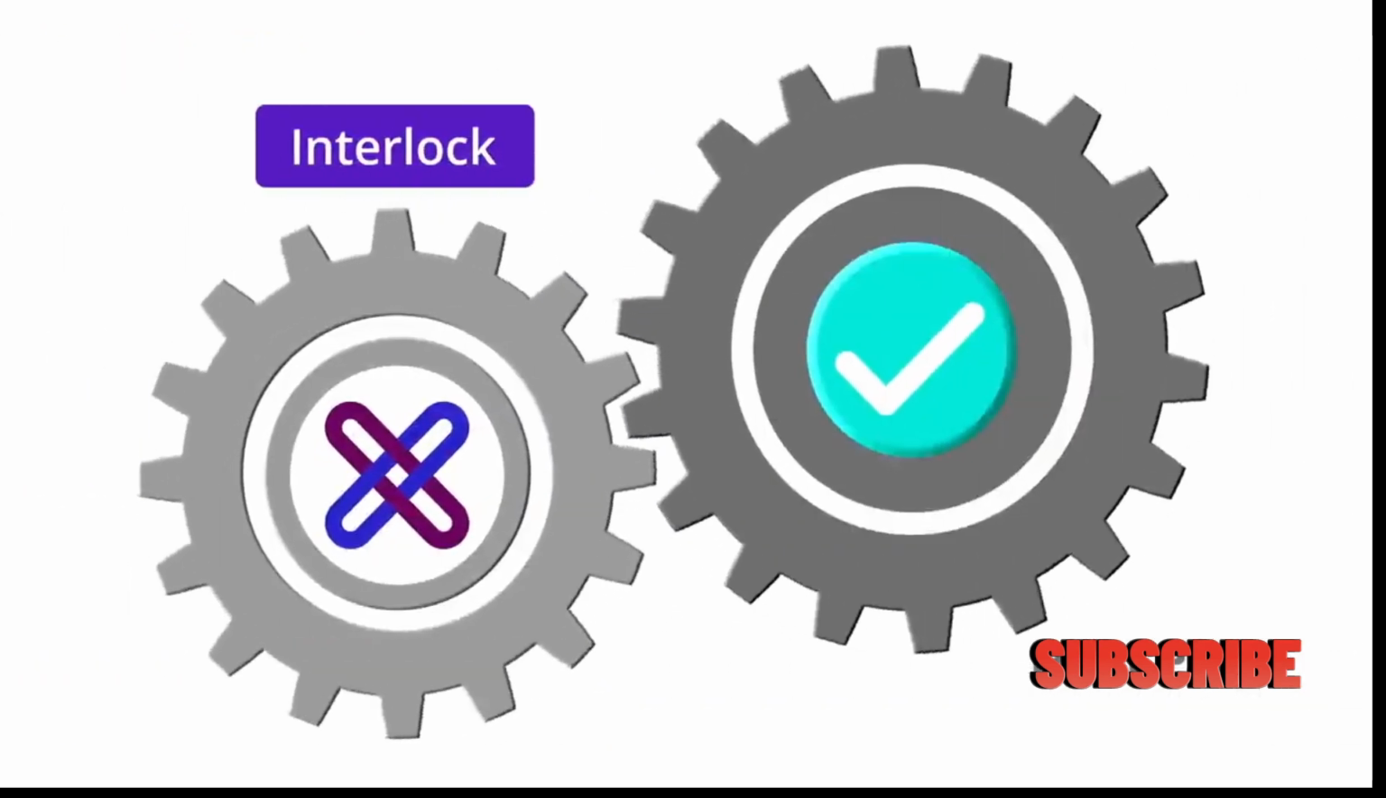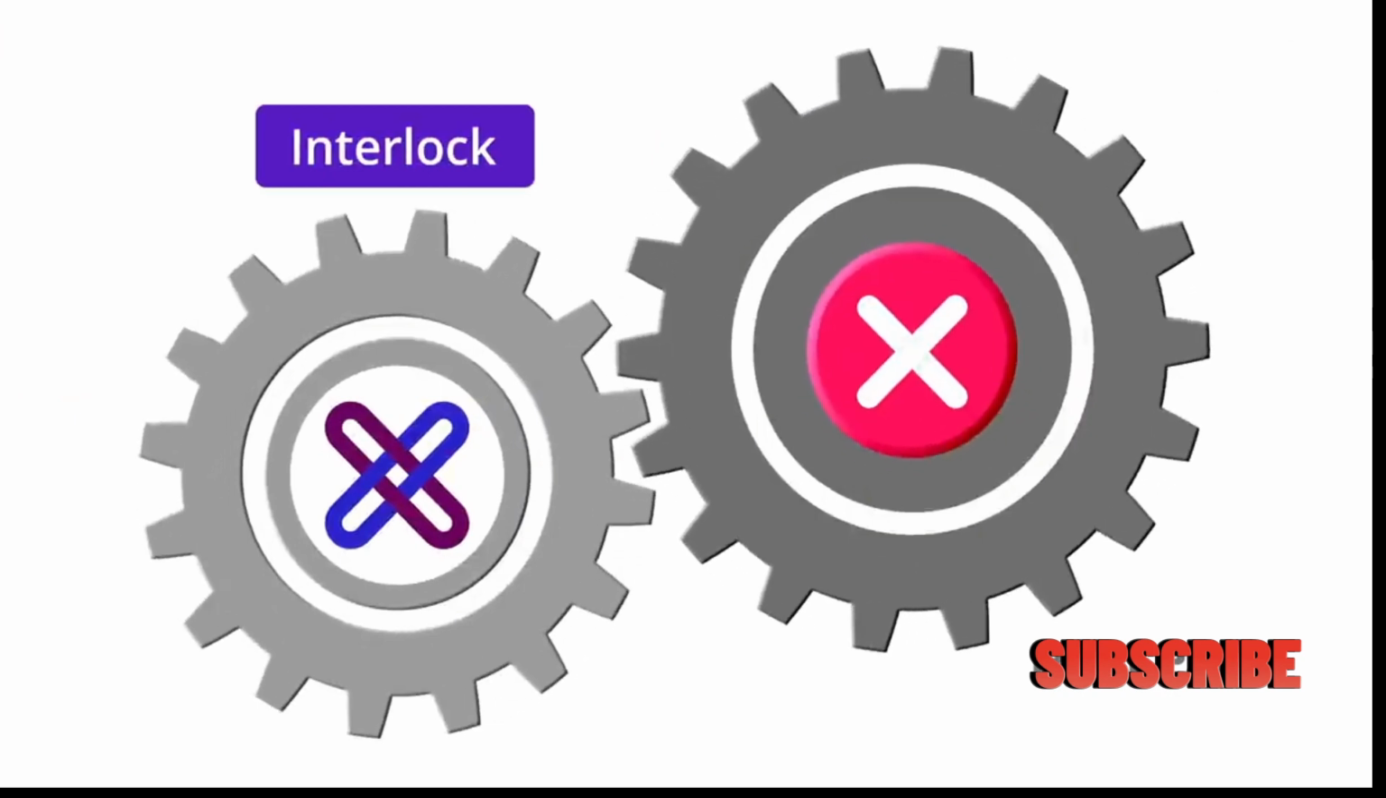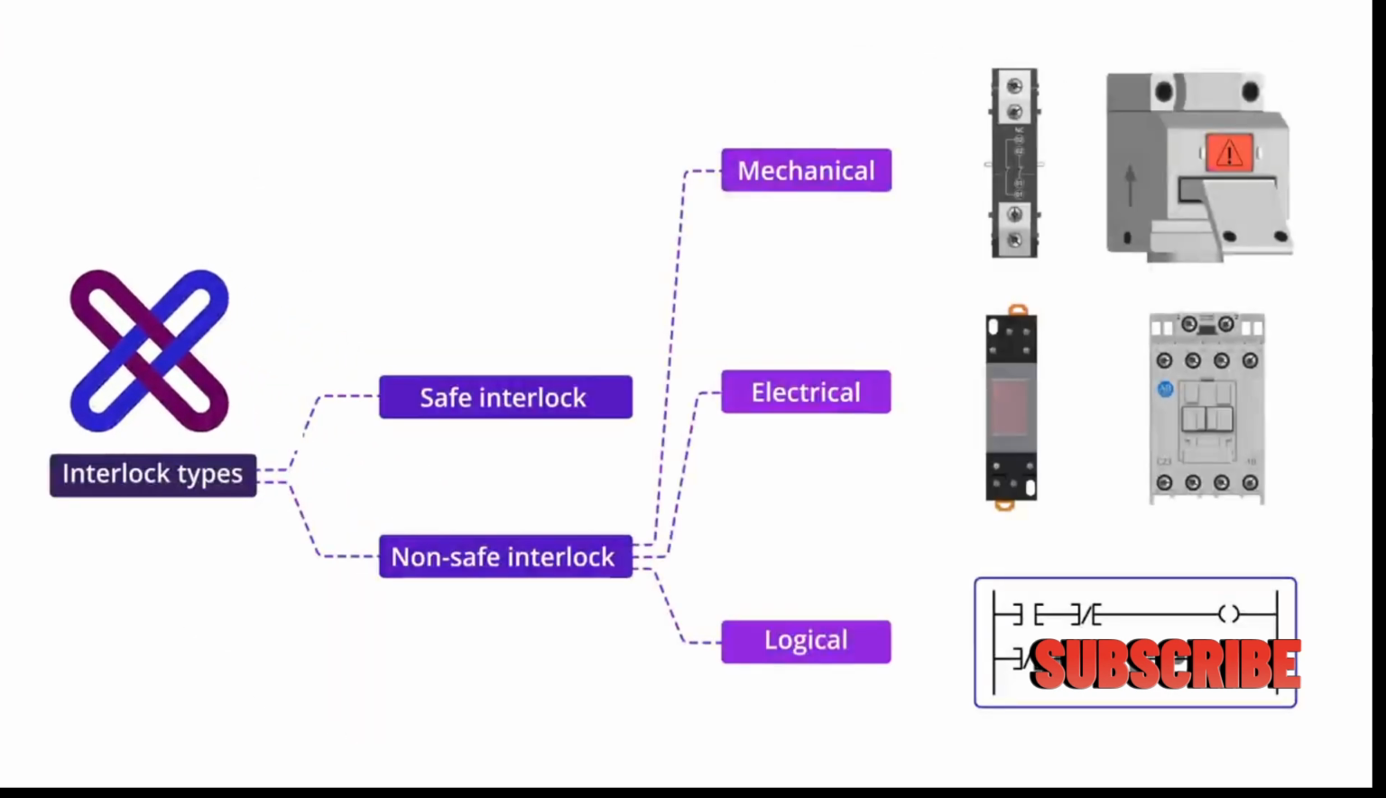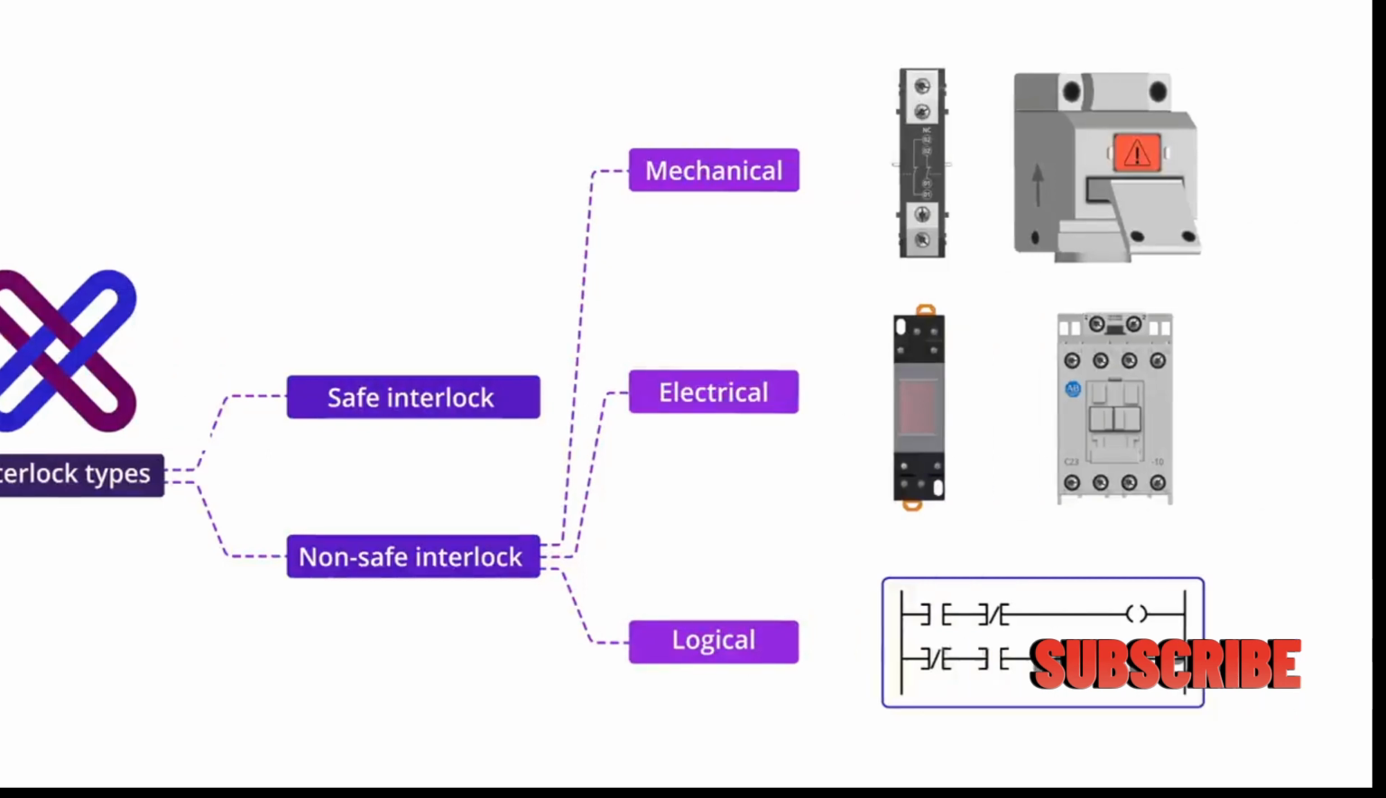In summary, an interlock is a method for restricting action. There are two main types of interlocks: safe and non-safe. There are 3 types of interlocks: mechanical, electrical, and logical. Each interlock has a specific use to help take control of a system and prevent undesirable actions.